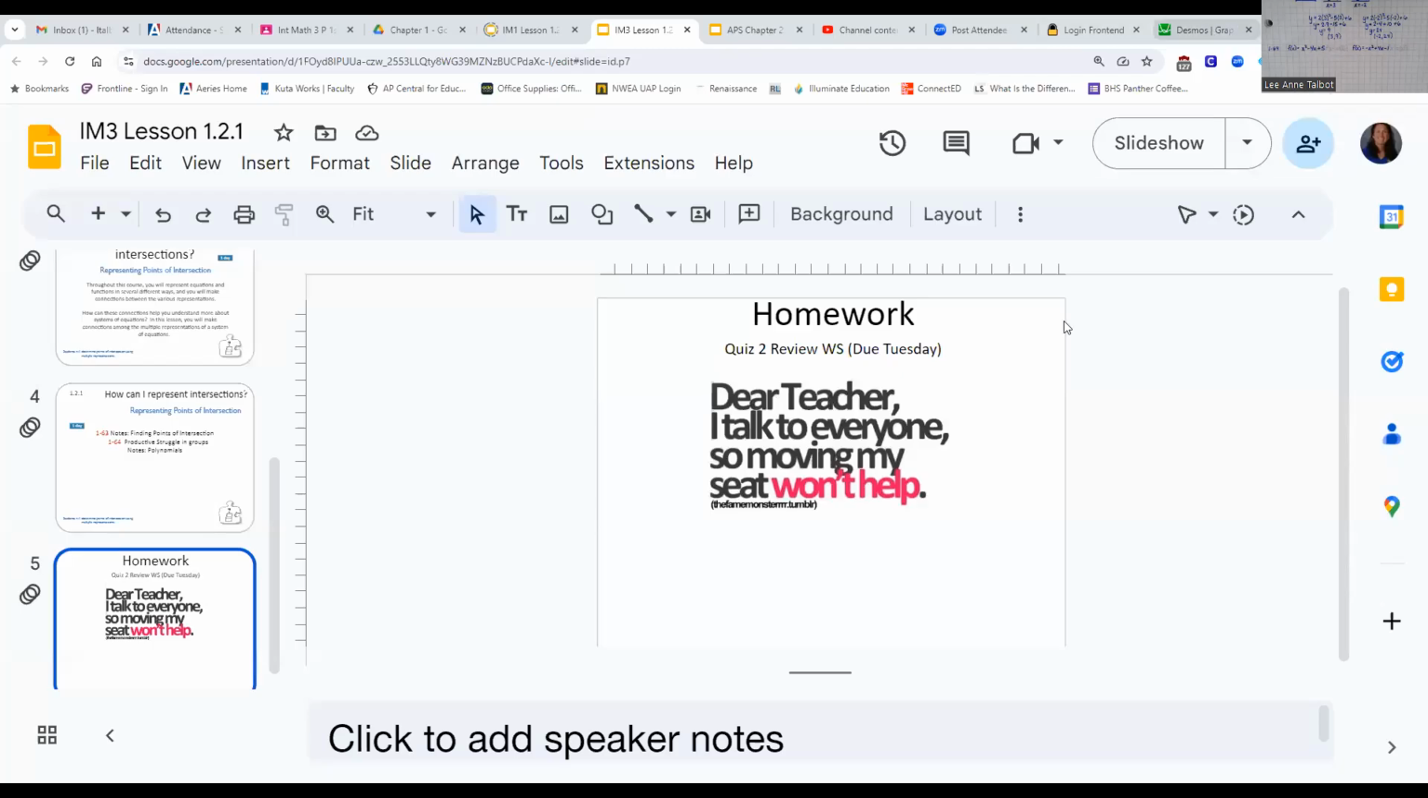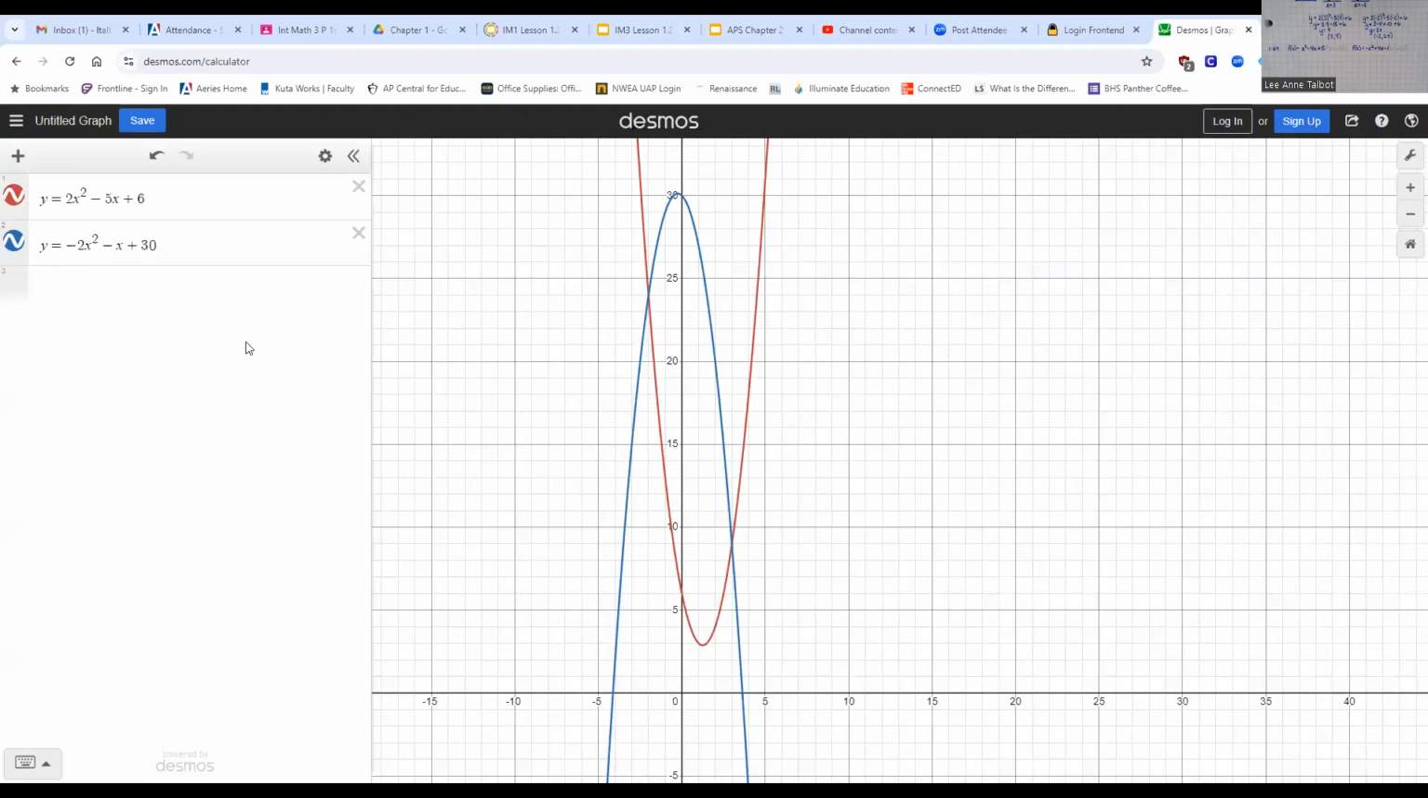Real quick, I graphed these two on Desmos. Here's the 2x squared minus 5x plus 6, it's the red one. The blue one is the negative 2x squared minus x plus 30. And then click there, click there. This is me checking my answers to make sure that I did the problem correctly. And I also wanted to provide you with a visual of what you were doing. You have an upward facing parabola, a downward facing parabola, and you're finding the points of intersection. So you're finding the places where they cross.